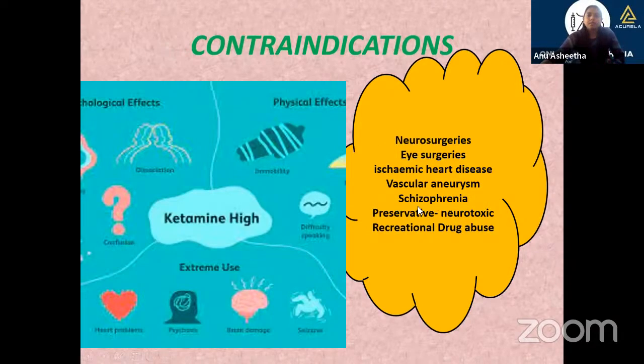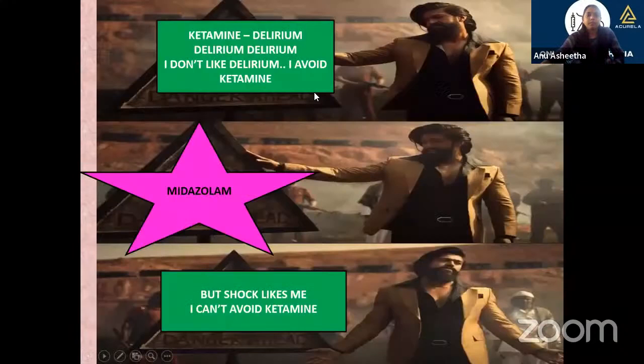Schizophrenia, since it's psychedelic, schizophrenic patients should not be given ketamine due to the psychedelic reactions and the emergence delirium. Ketamine is contraindicated in schizophrenic patients. Preservative is used, neurotoxic, so better to avoid intrathecally. Recreational drug abuse is more common with ketamine, hence to be used with caution.